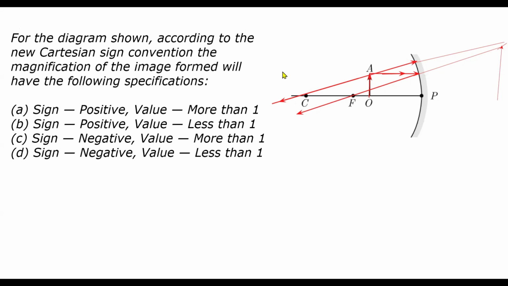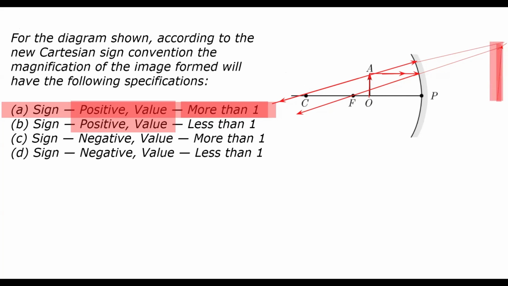So for virtual and erect, the sign is positive. So I can see these are positive values here. But since it is enlarged, the magnification is going to be more than 1. So A is the correct answer in this case, matching both conditions. That is, one, the sign should be positive, and then M is the magnification, which is the ratio of the size of the image to the size of the object. When the size of the image is more than the size of the object, we say the magnification is greater than 1.